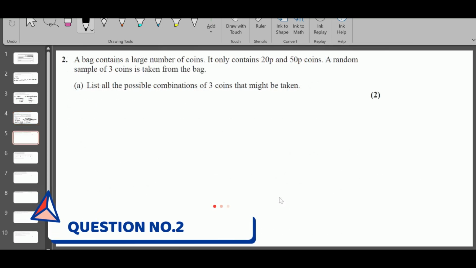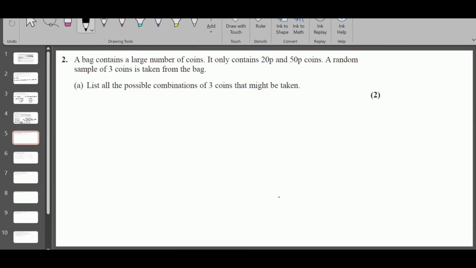Question number 2. A bag contains a large number of coins. It only contains 20p and 50p coins. A random sample of 3 coins is taken from the bag. List all the possible combinations of 3 coins that might be taken. Okay, we are going to start from 20 and write all the combinations. We need 3 coins, so it can be 20, 20, 20, or 20, 20, 50, or 20, 50, 20, or 20, 50, 50. We got all combinations starting from 20, right?